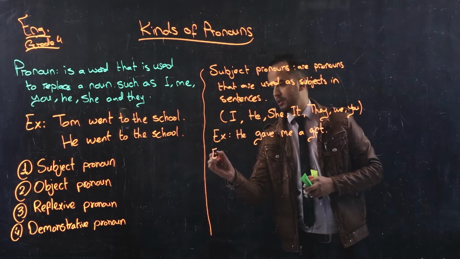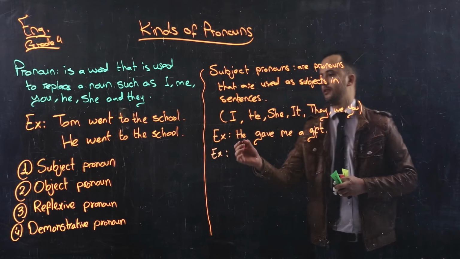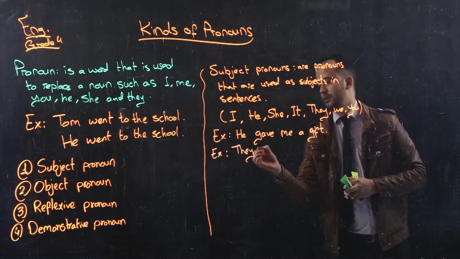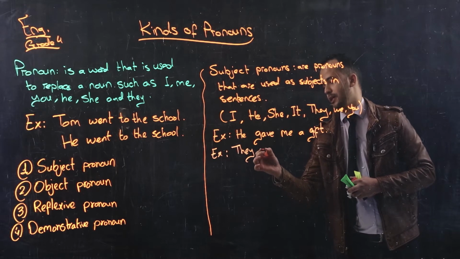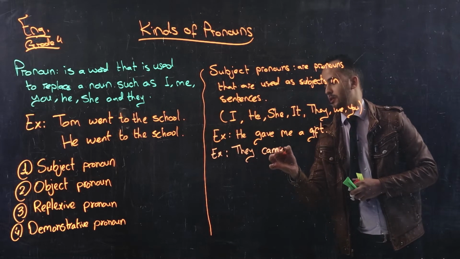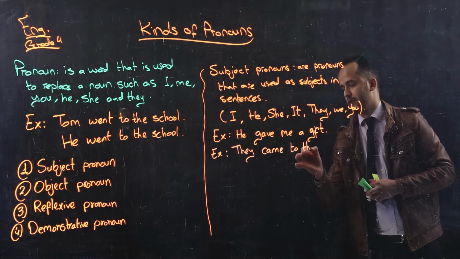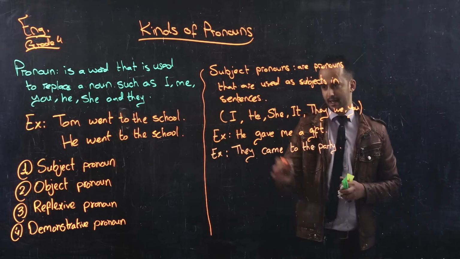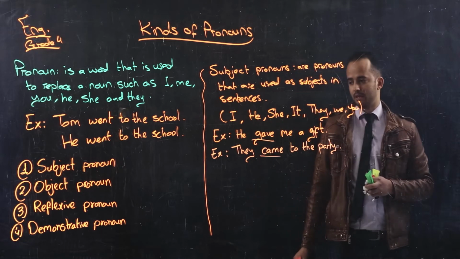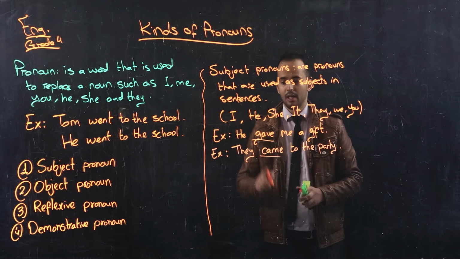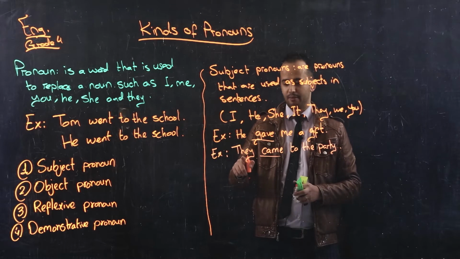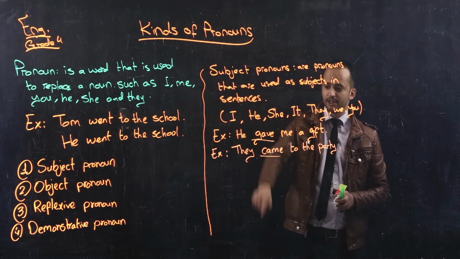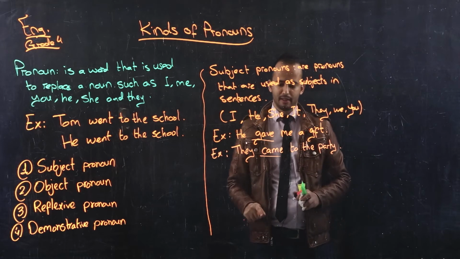Another example, they came to the party. Okay, so where is the verb here? Again, the verb is came, okay? It's the action of the sentence, and the word that we have here before came is they. They here is a pronoun, it's a subject pronoun, and it's used here as the subject of the sentence, okay?